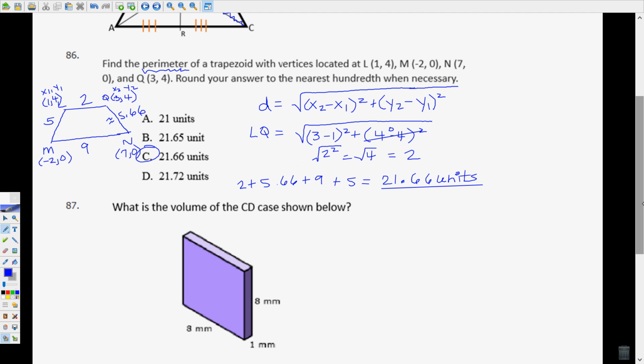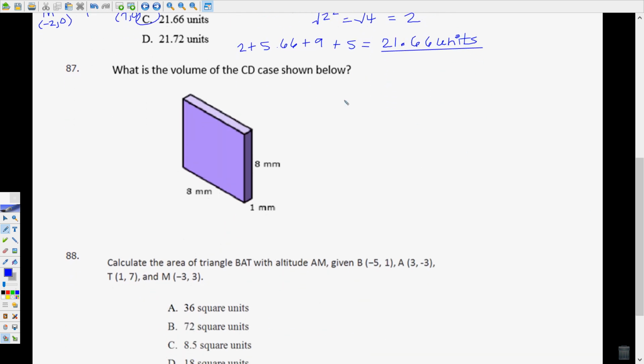C. 87, what is the volume of the CD case shown below? A CD case is an example of a rectangular prism, and the volume of a rectangular prism is area of the base times the height. And you've learned this before, in geometry, as length times width times height. So your length times your width would be your area of your base. And in a rectangular prism, basically, you have 3 numbers and you multiply those 3 numbers together. So just 8 times 1 times 8. So 64 cubic millimeters. Remember, volume is in cubic units.